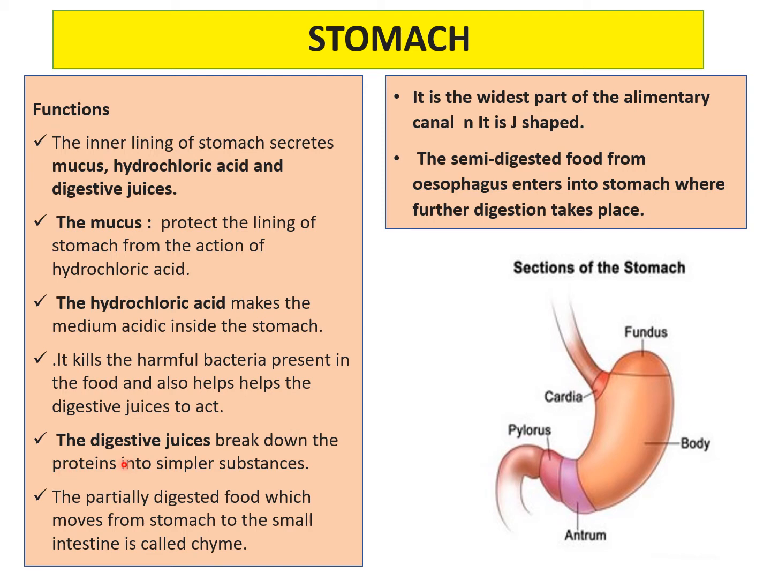And the third part, digestive juices, which break down proteins into simpler substances. So basically inside the stomach, digestion of proteins mainly takes place. The food from the stomach generally goes into the small intestine after the digestion, and this food is known as chyme.